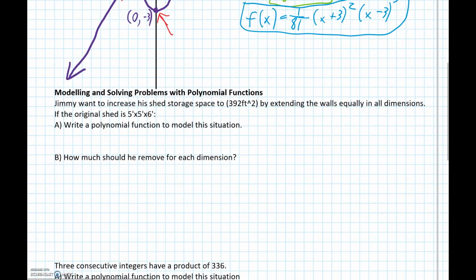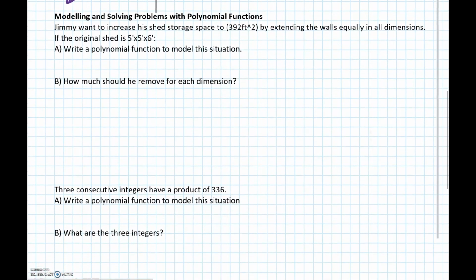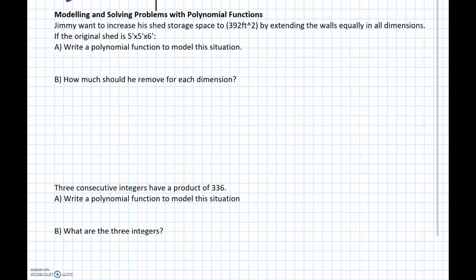All right, we're also going to look at a couple of basically word problems here. So let's take a look here. Jimmy wants to increase his storage space by 392 feet cubed by extending the walls equally in all dimensions. If the original shed was 5 by 5 by 6, write a polynomial to model this situation.